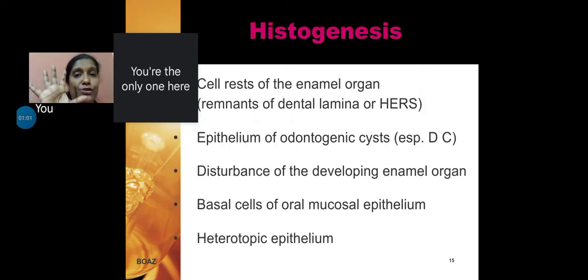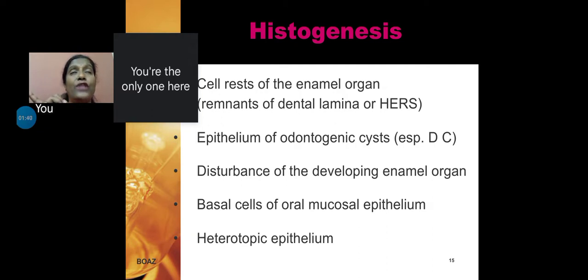Again, there are 5 histogenesis from which the ameloblastoma is thought to arise. Because ameloblasts arise from the enamel organ, most of the things are limited to these 5. The first one is the cell rest of enamel organ, that is the cell rest of dental lamina known as cell rest of Serres, and cell rest of Malassez from Hertwig's epithelial root sheath. Second, epithelium of odontogenic cysts, especially the dentigerous cyst. Third, any disturbance in the developing enamel organ, physical, chemical, or any of that sort.